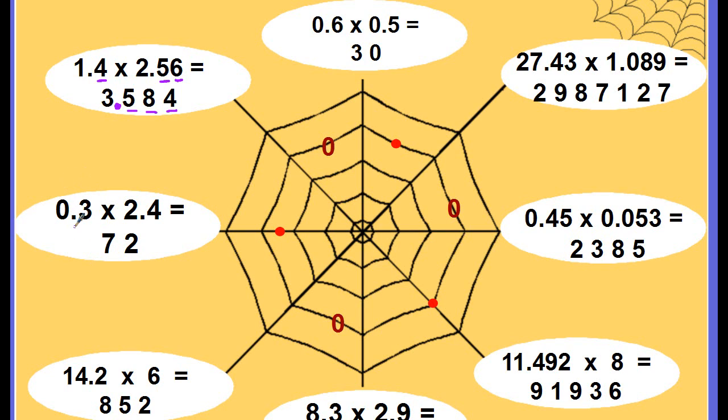Okay, come on down here to 3/10 times 2 and 4/10. My first factor has 1 decimal place value. My second factor also has 1, so that's a total of 2. So I'm going to start with my last digit, and I'm going to underline it. This is 1 decimal place value. Here's 2 decimal place values. And my decimal point goes in front.